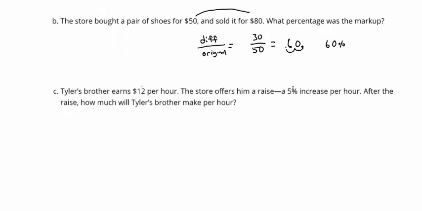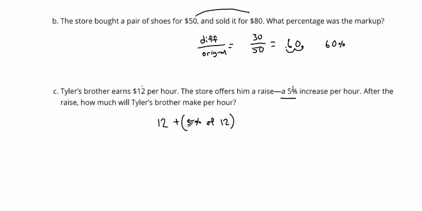Question C. Tyler's brother earns $12 per hour. The store offers him a raise, a 5% increase per hour. After the raise, how much will Tyler's brother make per hour? So if we take 5% of $12 and then add it back onto his $12, that will tell us the total amount he makes per hour. So he's going to make $12 plus 5% of the $12.